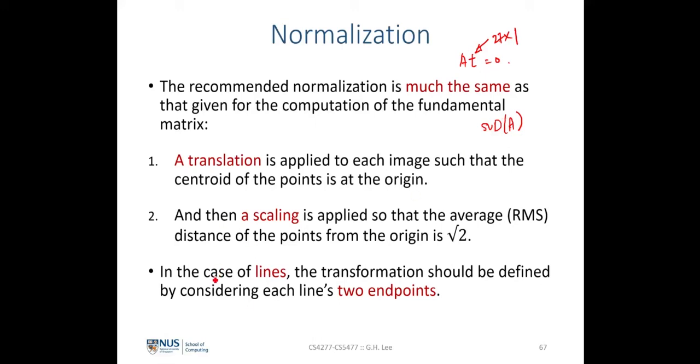In the case of line correspondences, we will simply do the transform by considering the line's two endpoints. So what this means is that if I have a line here, I will transform all these lines in the image using these endpoints. So I have x1, x2, x3, x4, x5, and x6, for example. Then I will compute the similarity transform matrix using the translation and scaling method defined here, and apply it onto every respective endpoint. Once I get the transformation, I apply it onto these, and then I get the transformed points x1 tilde, x2 tilde that define the new line.